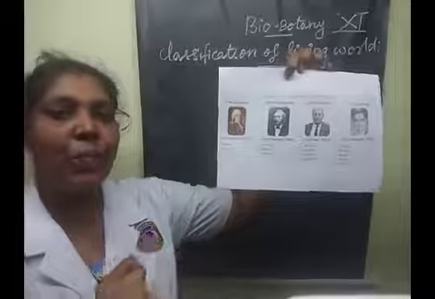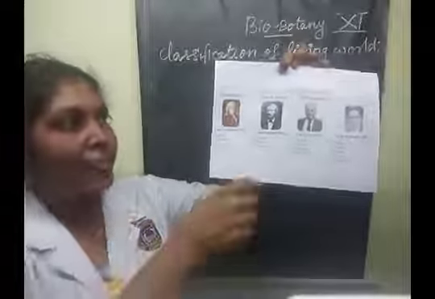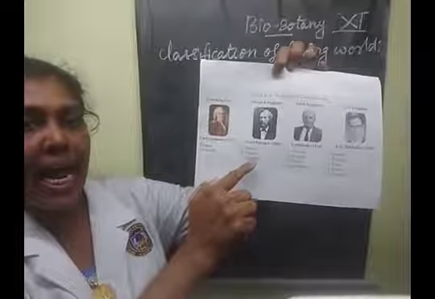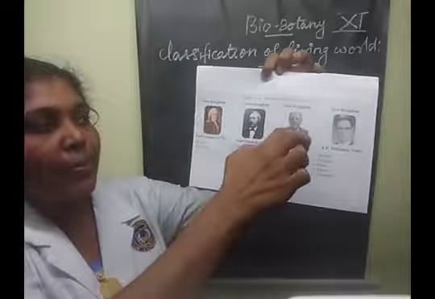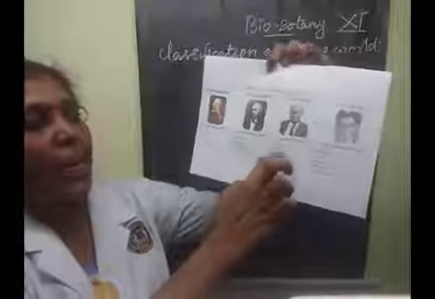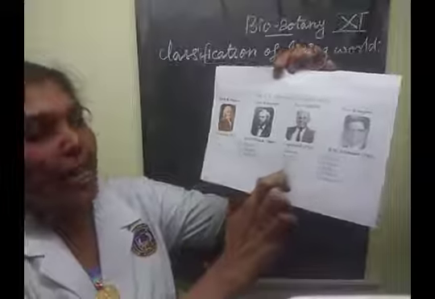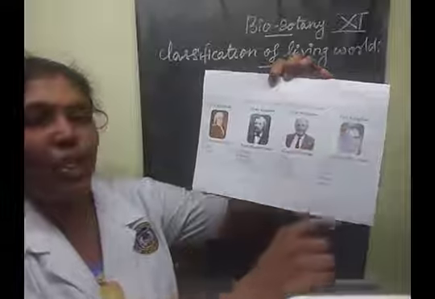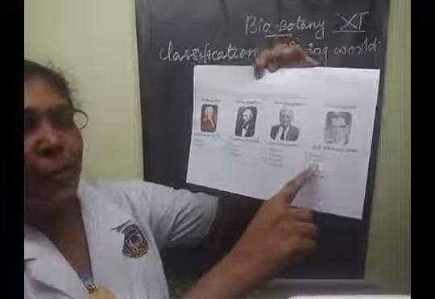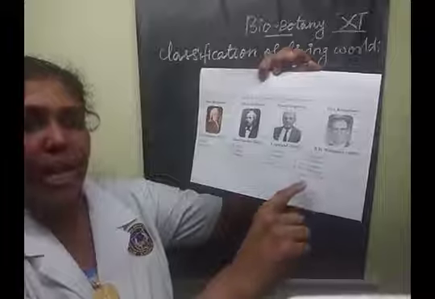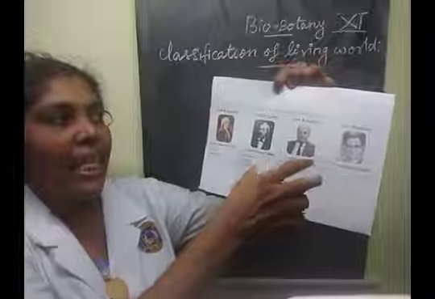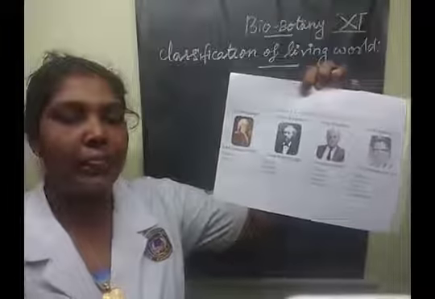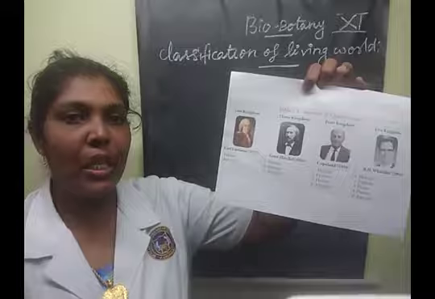The 2 kingdom system: Plantae and Animalia. The 3 kingdom system of classification: Monera, Plantae and Animalia. The 4 kingdom system of classification includes Monera, Protista, Plantae, Animalia. Clear? Then the 5 kingdom system of classification: Monera, Protista, Fungi, Plantae, Animalia. So these are the different systems of classification proposed by taxonomists. Understood, children? Say yes or no?